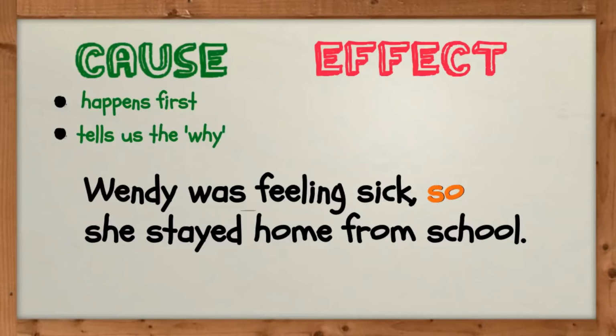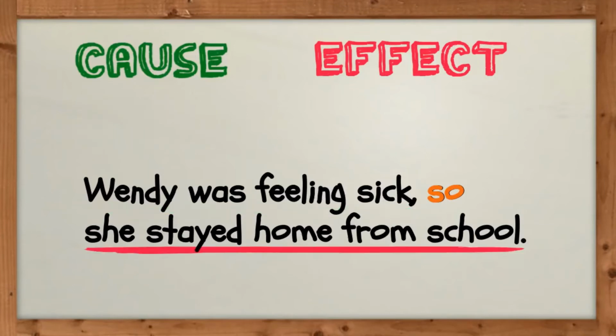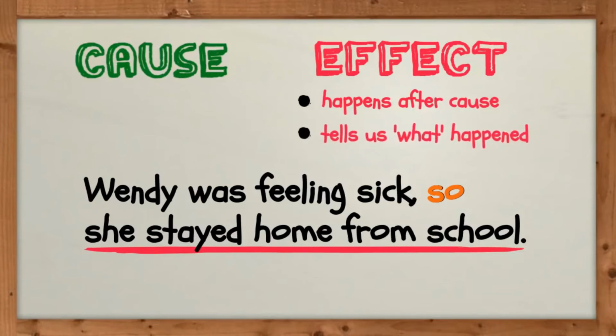The cause must be Wendy feeling sick. It had to have happened first, and it answers the question, why? Why did she stay home? We know Wendy staying home from school must be the effect, because it happened after the cause, and it tells us what happened. Wendy stayed home.